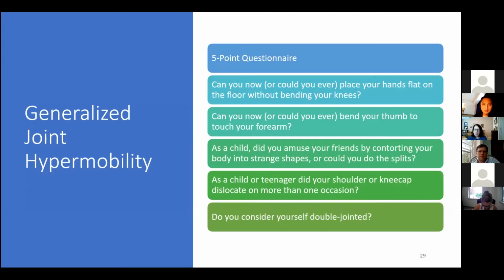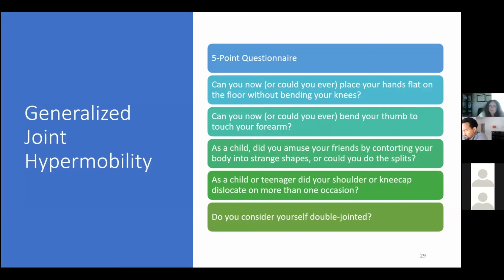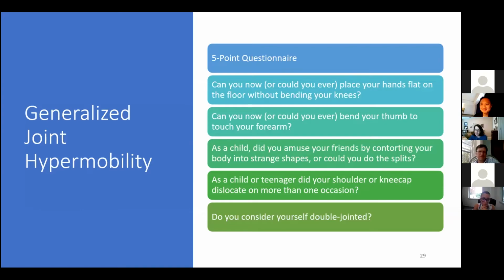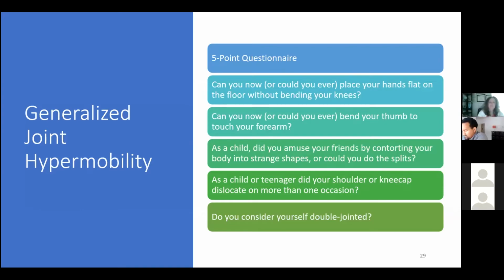And this is the 5-point questionnaire. Can you now or could you ever place your hands flat on the floor without bending your knees? Can you now or could you ever bend your thumb to touch your forearm? As a child, did you amuse your friends by contorting your body into strange shapes, or could you do the splits? As a child or teenager, did your shoulder or kneecap dislocate on more than 1 occasion? And finally, just simply, do you consider yourself to be double jointed?